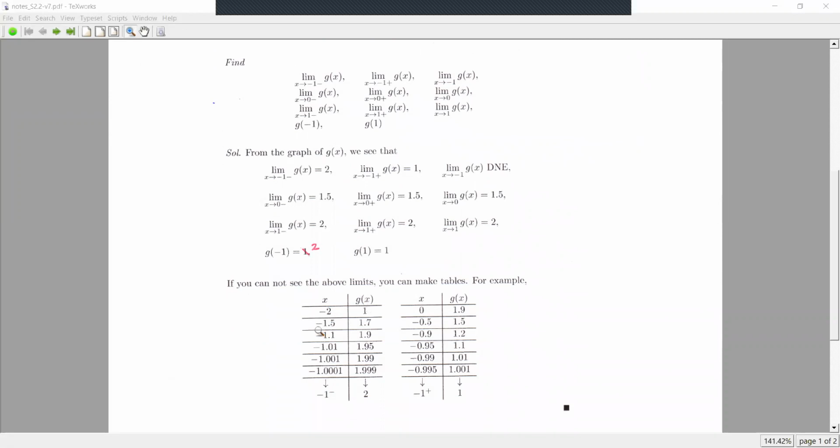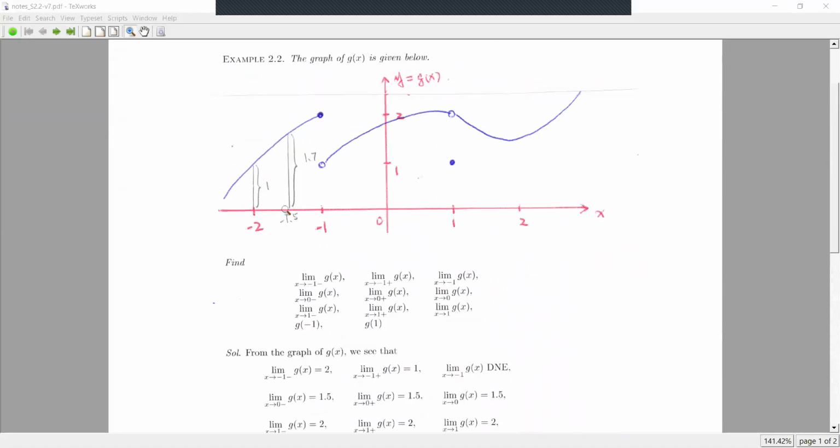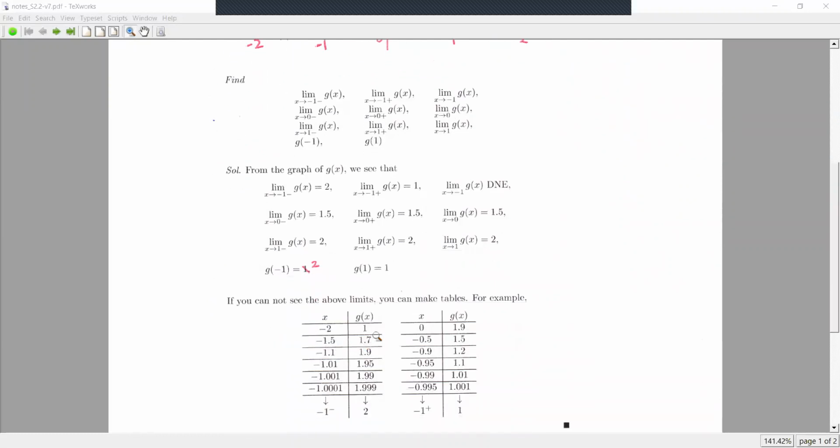Now, when x is -1.5, -1.5 is here. The function value at -1.5 is the height of the graph at this point. That is this height. Now, from this point to this point is 2. So I guess this height is about 1.7. So the function value is 1.7.